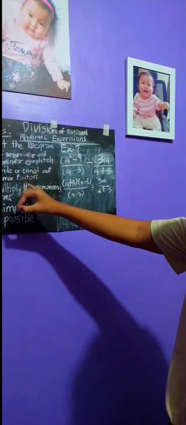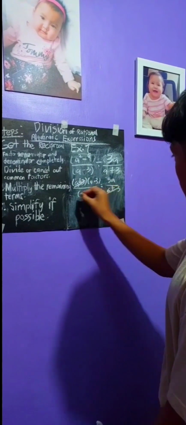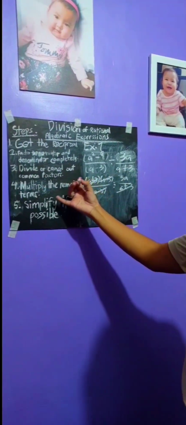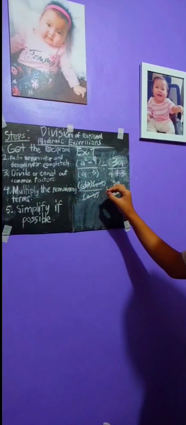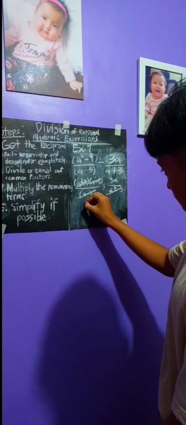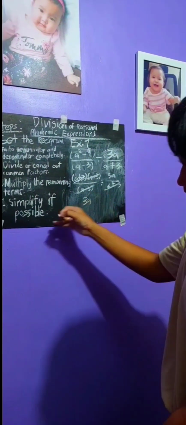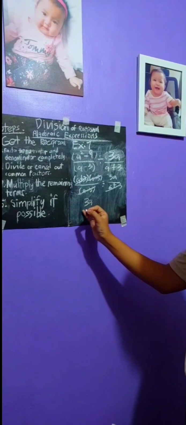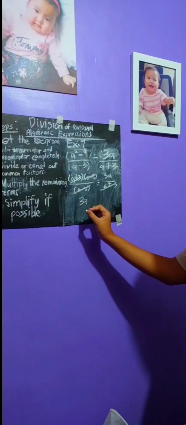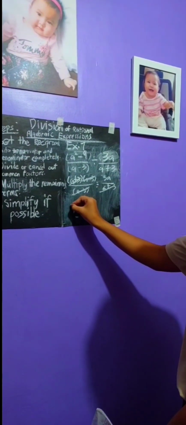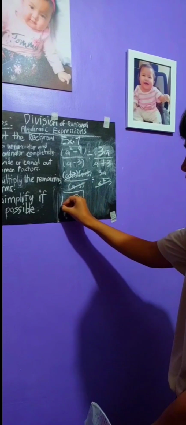Next, we cancel out the common factors and multiply the remaining terms or simply copy. Next, simplify if possible. As you can see, hindi na siya pwede simplify. So, yun na yung final answer natin para sa example number 1.